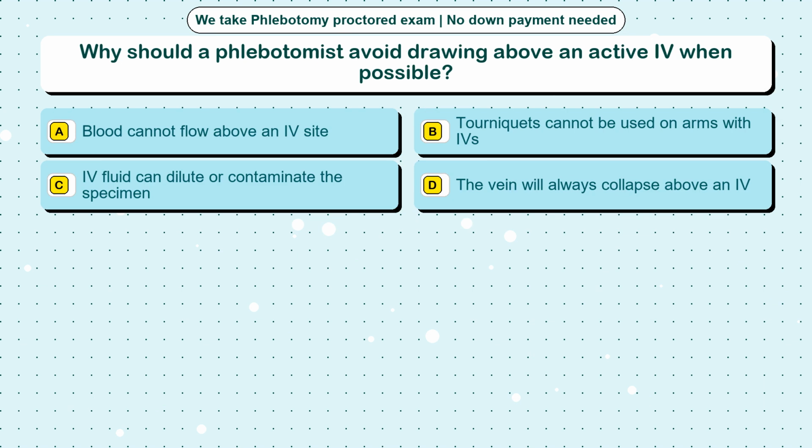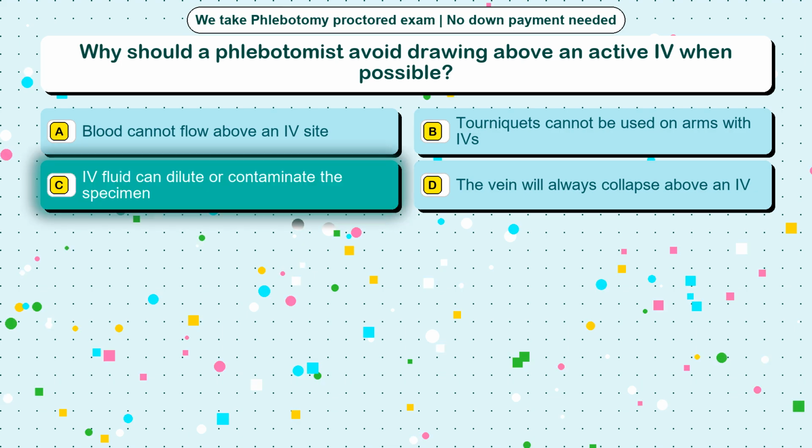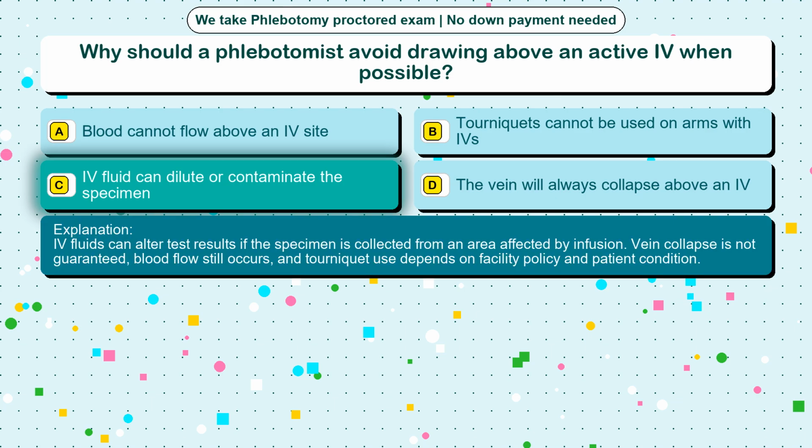Question 56. Why should a phlebotomist avoid drawing above an active IV when possible? Option A, blood cannot flow above an IV site. Option B, tourniquets cannot be used on arms with IVs. Option C, IV fluid can dilute or contaminate the specimen. Option D, the vein will always collapse above an IV. The correct answer is option C, IV fluid can dilute or contaminate the specimen. IV fluids can alter test results if the specimen is collected from an area affected by infusion. Vein collapse is not guaranteed, blood flow still occurs, and tourniquet use depends on facility policy and patient condition.